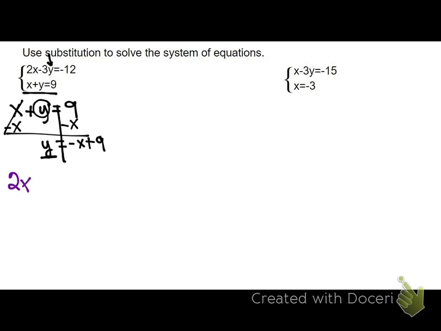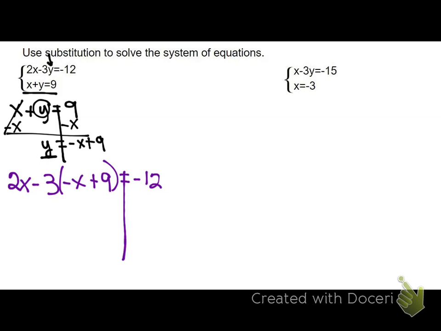So I have 2x, listen guys, minus 3. When I have this y, what do I substitute instead of this y? Negative x plus 9. So I am not going to write that y down at all. I'm substituting. So I'm going to put negative x plus 9. Then I have to finish writing my equation, which equals negative 12.